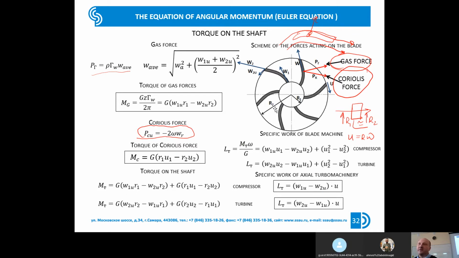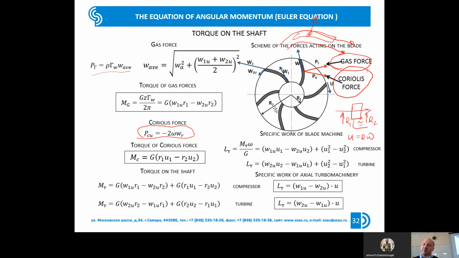So what we are doing at this moment, we are finding two equations. You mean like U1 and U2 is the same also, right? Yes, for axial turbomachinery, U1 will be equal to U2, and that's why we could extract it from our equation. So what I want to say, we receive two equations, two formulas for the specific work of the turbomachinery.